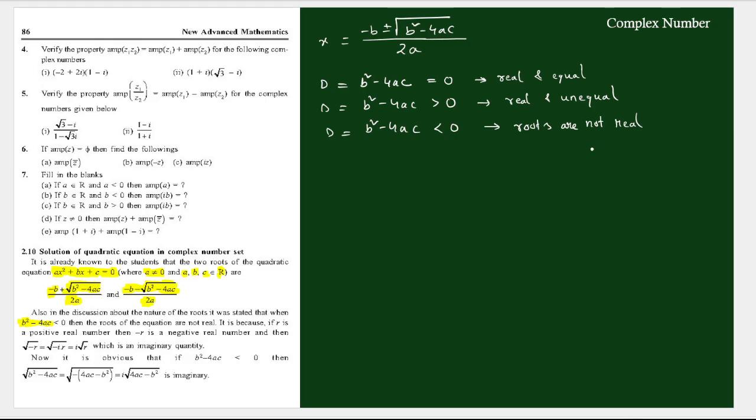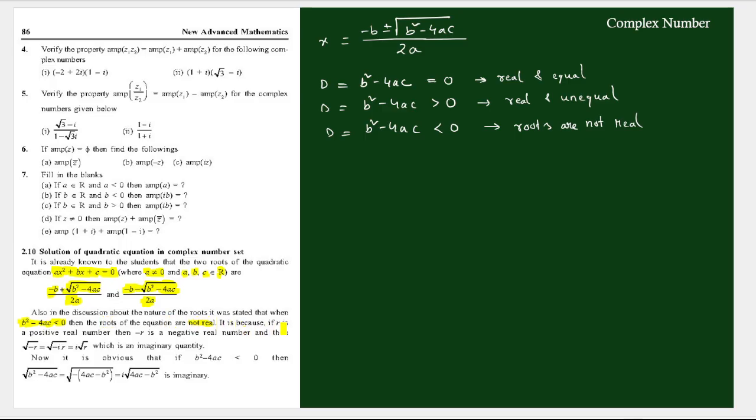Now we have learned about imaginary. If it is not real, then it could be imaginary. Okay, this is the concept we will use now. Fine. Now see, if it is less than 0, then the roots of the quadratic equation are not real.